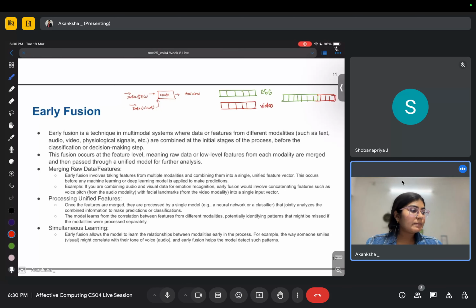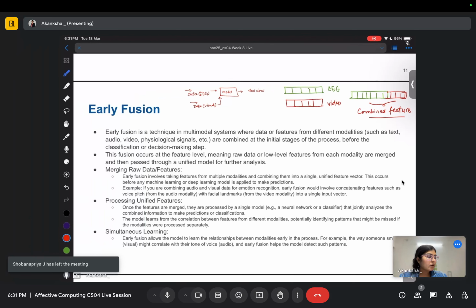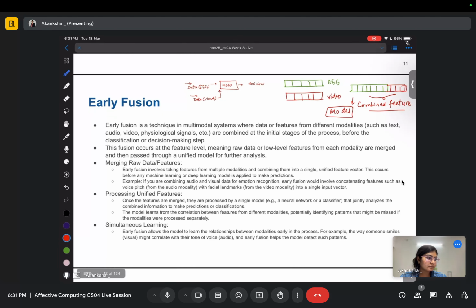So now it becomes a combined feature. We can use multiple strategies, but this is the simplest one. We can use a combination of the features, and then we can feed this to the model and train the model according to these combined features.